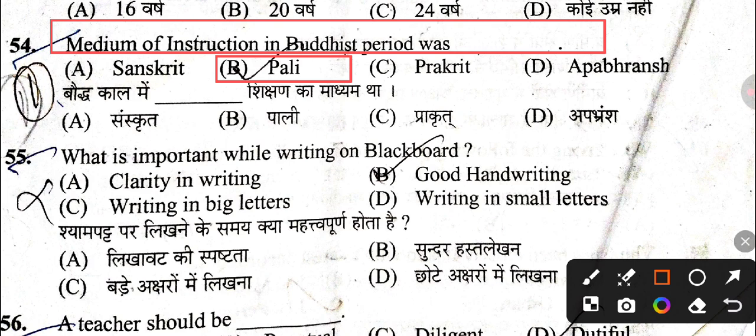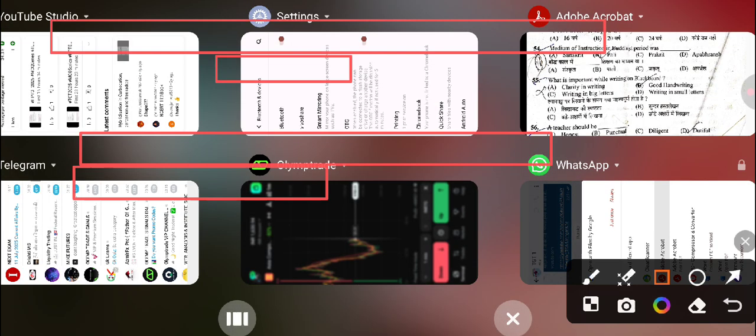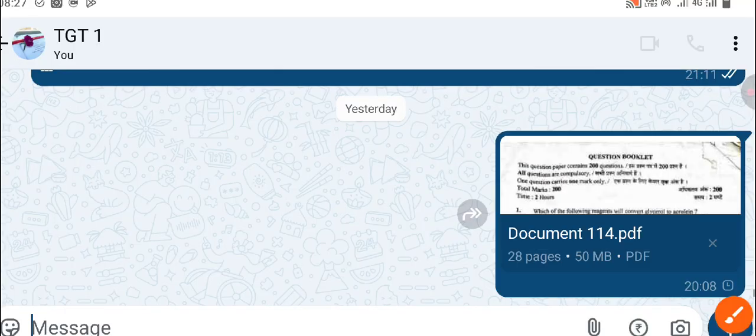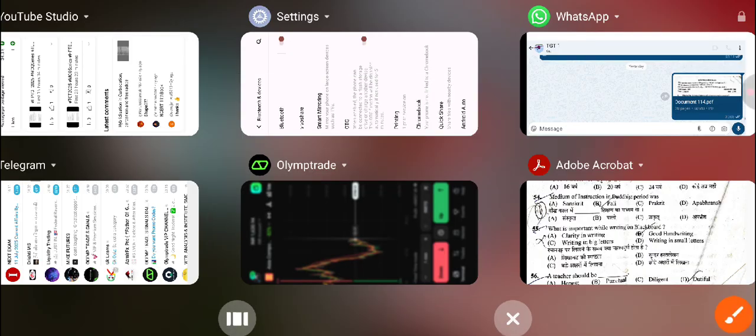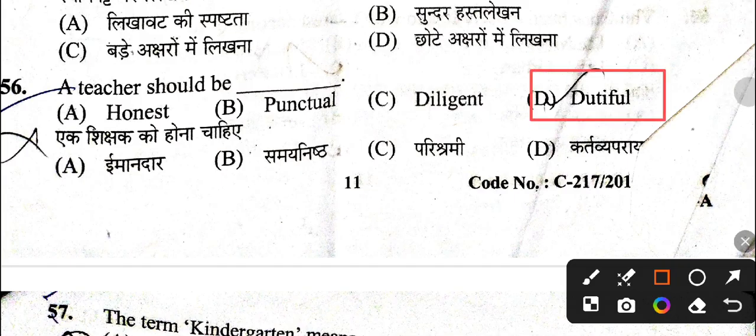What is important while writing on the blackboard? So according to the answer key, answer is B, good handwriting. But overall, I think option number A, clarity in writing, must be its answer. Next, a teacher should be, so he must be dutiful. All 4 options are important, but out of the given options, if we need to select any one, then it is D option, dutiful.